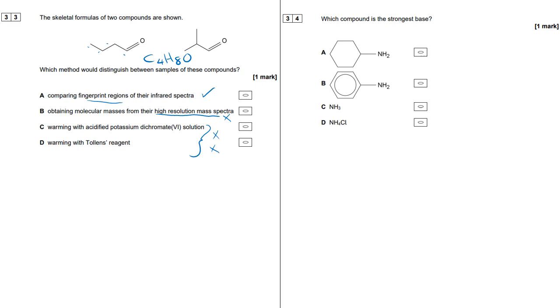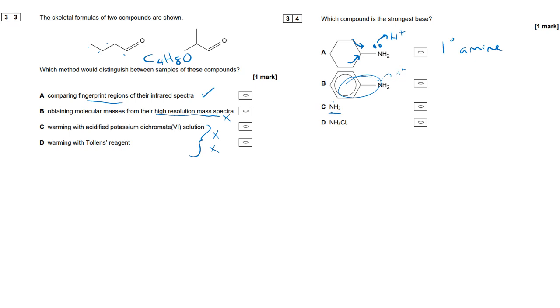Question 34. Which compound is the strongest base? So A is a primary amine. The positive inductive effect means the lone pair on the N is more available to accept a proton. So that's a relatively strong base. Option B, the lone pair on the N gets partially delocalized into the benzene ring, so it's less available to accept a proton.